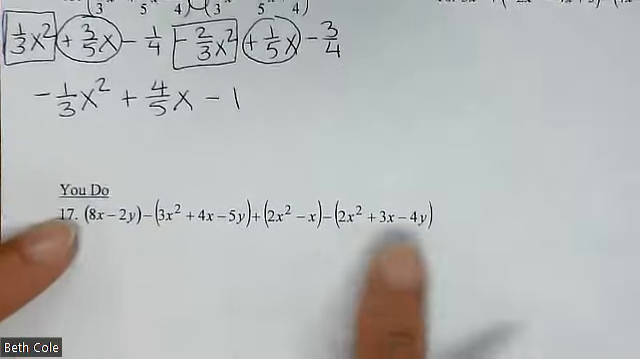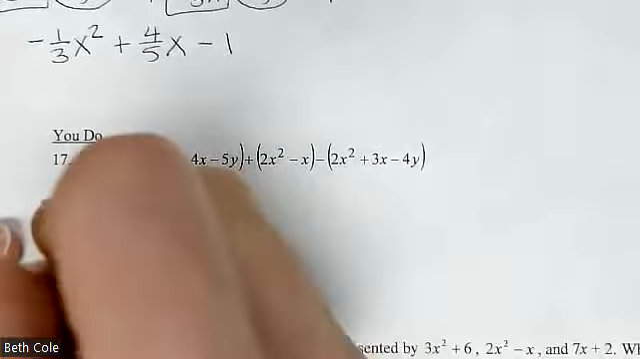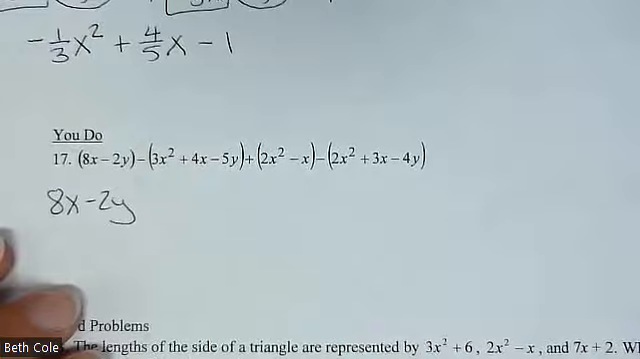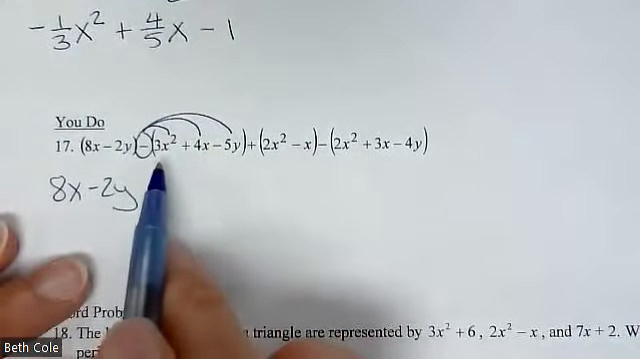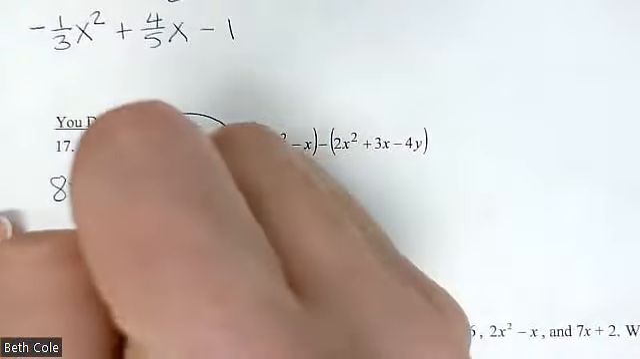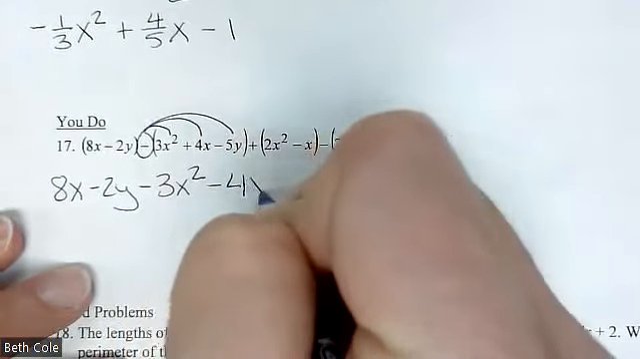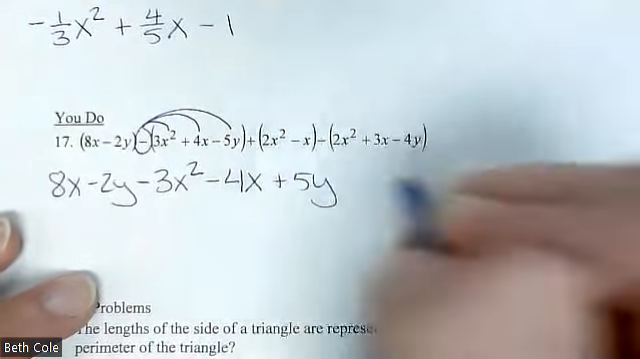And then we'll do this one together since it's kind of long. Do you see the subtraction there? All right, you're just going to copy down the first part. Yep. You're going to distribute the negative into those parentheses. Everything's just going to switch its sign. So it's minus 3x squared minus 4x plus 5y.